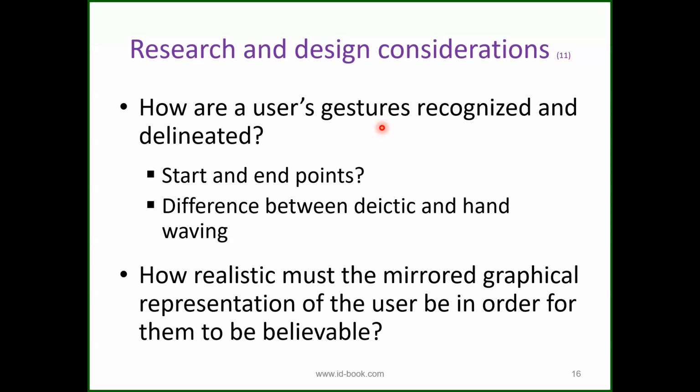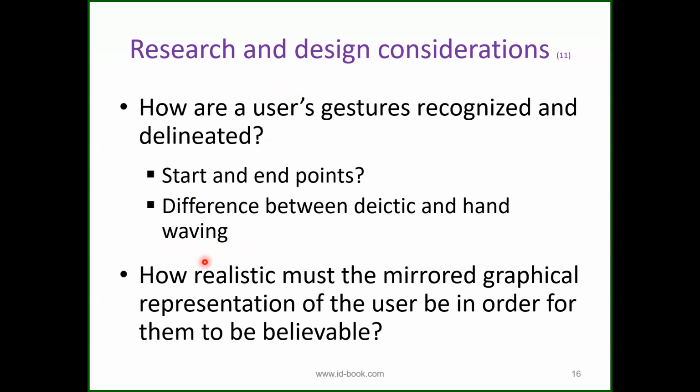So in that case, it becomes challenging for the system to understand and find out when the user is simply waving or when they are communicating some important information by the movement of the hand. So this is the research challenge that still exists: to find out the starting point and the ending point of the gesture, and to find the difference between deictic gestures and hand waving without conveying any message.